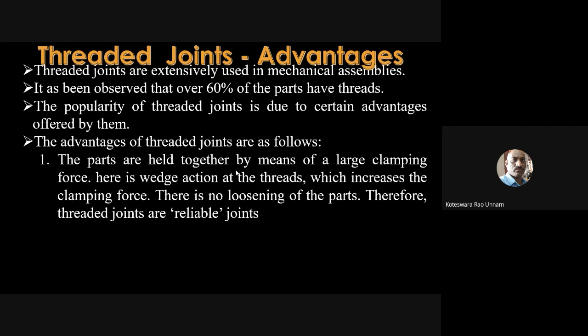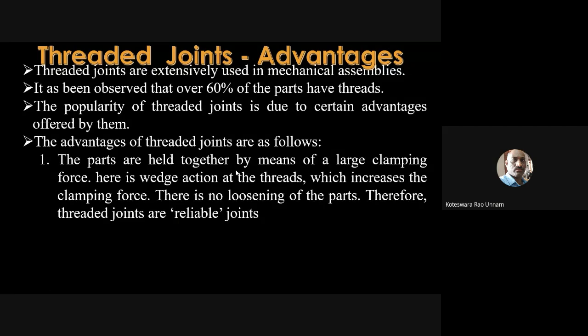The parts are held together by means of a large clamping force. There is a wedge action at the threads which increases the clamping force. There is no loosening of the parts, therefore threaded joints are reliable joints. Now if you compare threaded joints with other types of joints, if the reliability of the joint is of most importance, then threaded joints are going to be more reliable when compared to other joints.